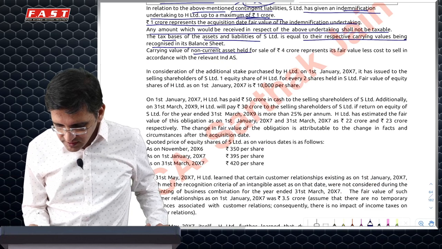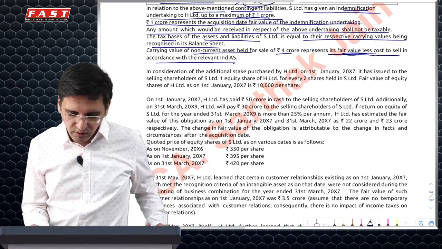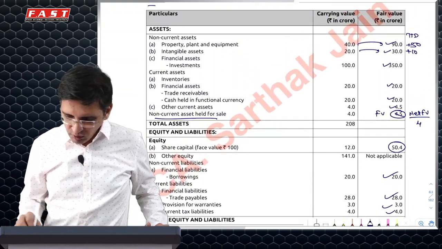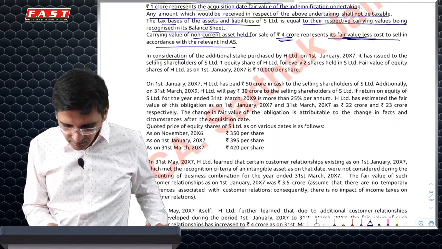Non-current assets held for sale 4 crore. Fair value less cost to sell is also 4 crore. So carrying amount is fair value less cost to sell. So we will recognize it at 4 and not 4.5. So there will be no deferred tax because there is no difference in carrying amount and fair value.